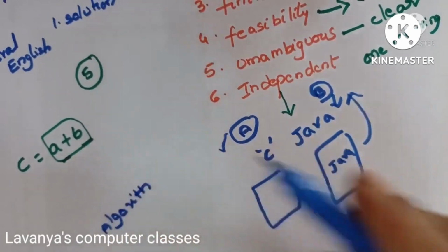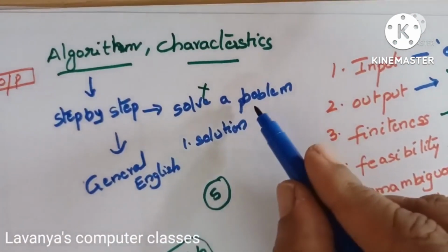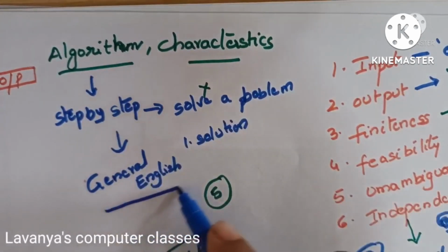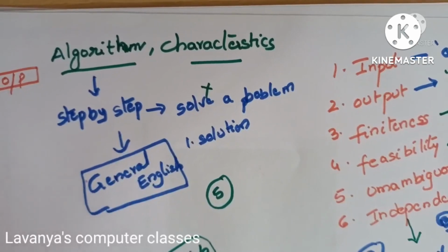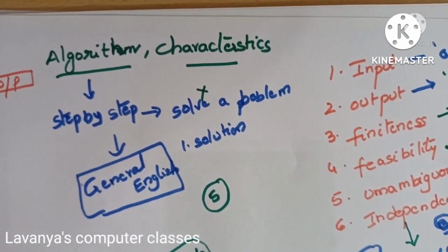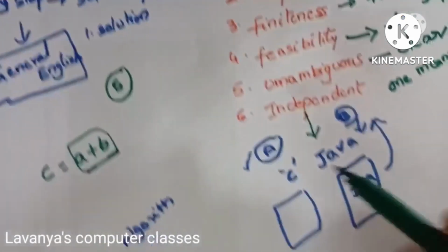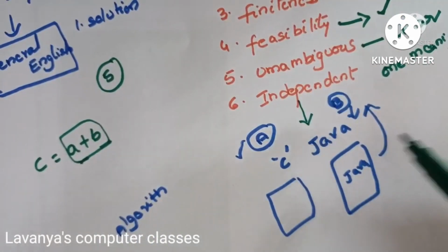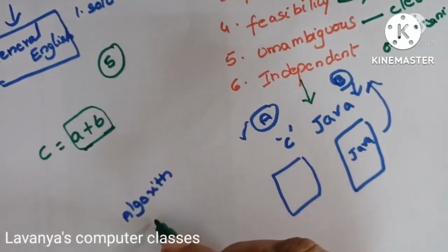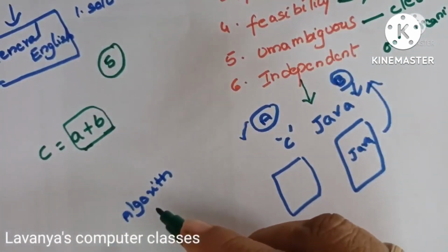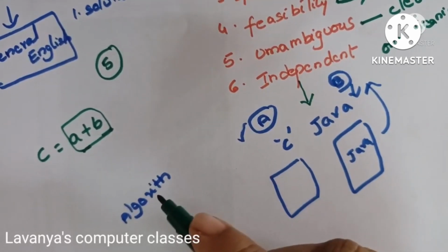But if you are writing the solution for these problems as an algorithm, what is an algorithm? Algorithm means a step-by-step procedure to solve a problem, but it is in general English language. If you write it in general English, person A, person B, any other person can easily understand what the problem is and what the solution is. That's why an algorithm is independent of any programming language.